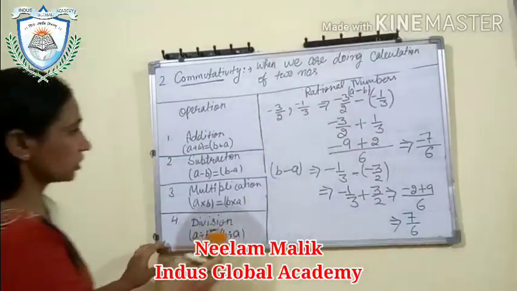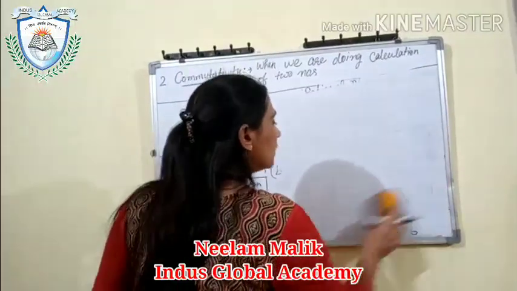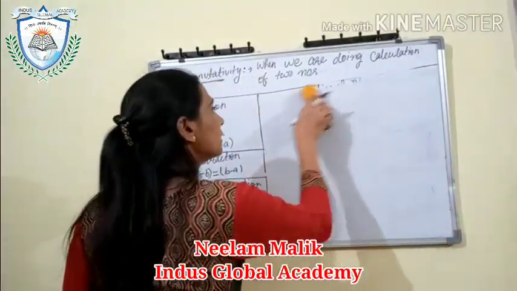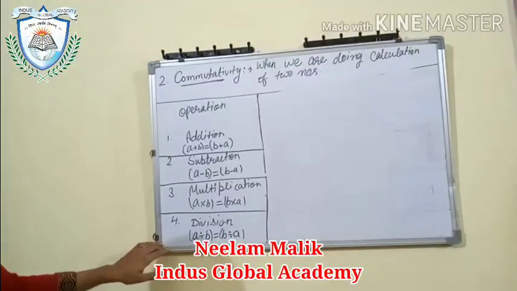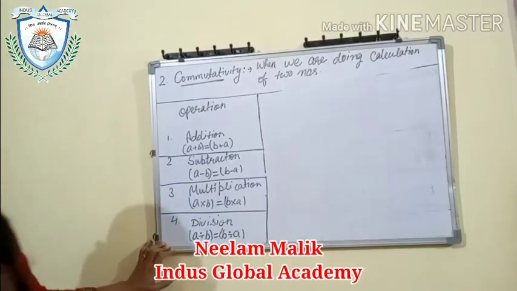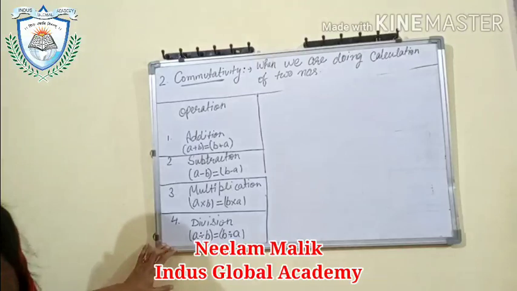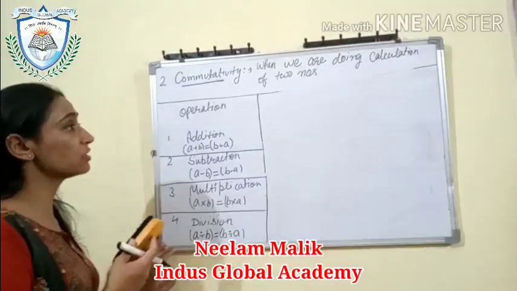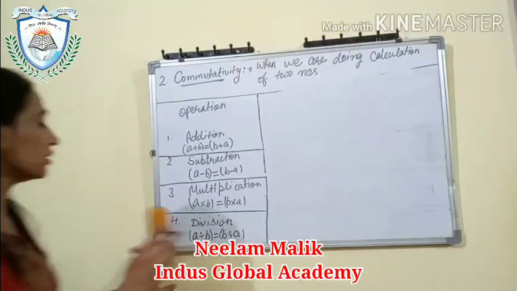Check for multiplication. In multiplication you will get the same answer, meaning both sides will be same. A multiplied by b is equal to b multiplied by a. So you will do that on your own. You have done the multiplication of fractions in your previous class also, so I am not explaining this. Here you will get yes.